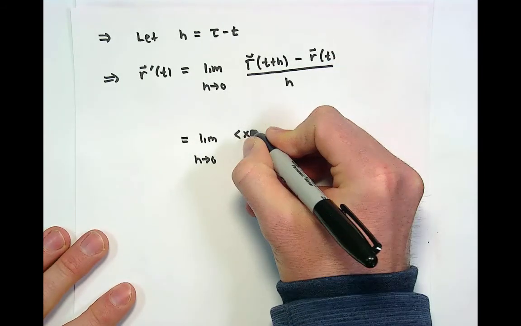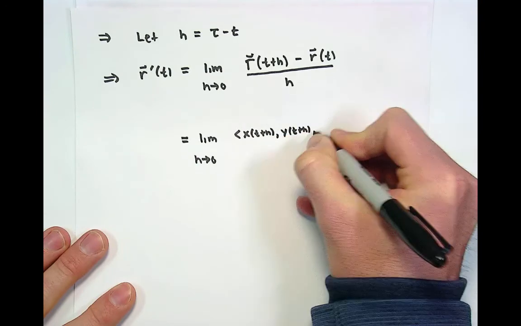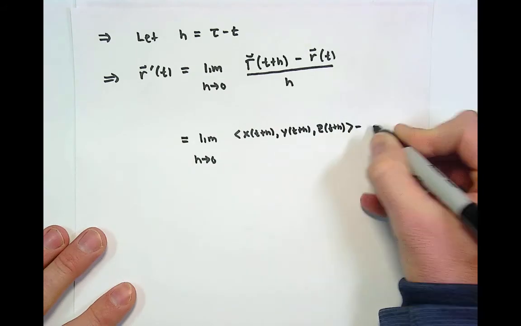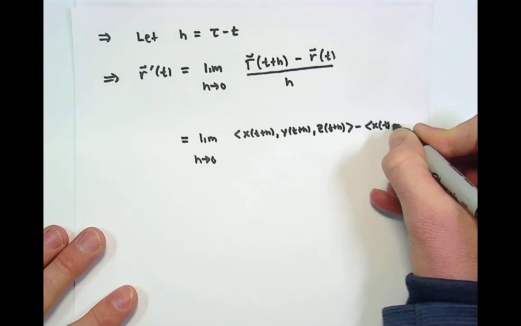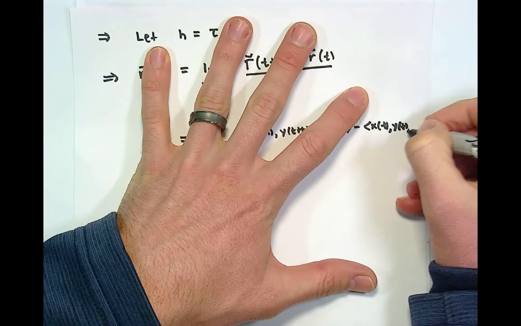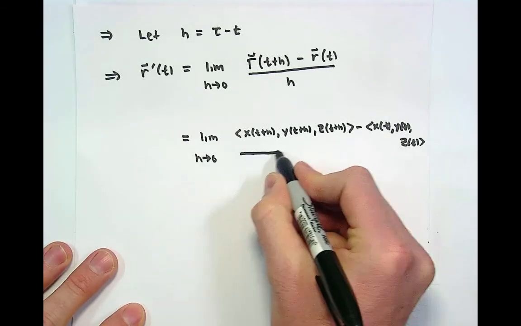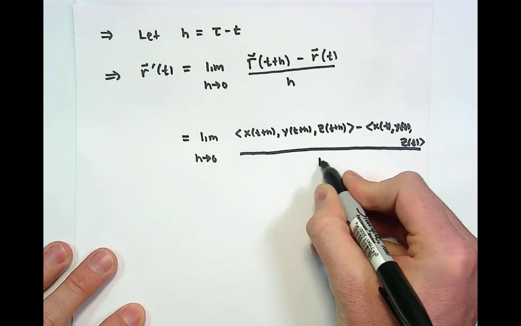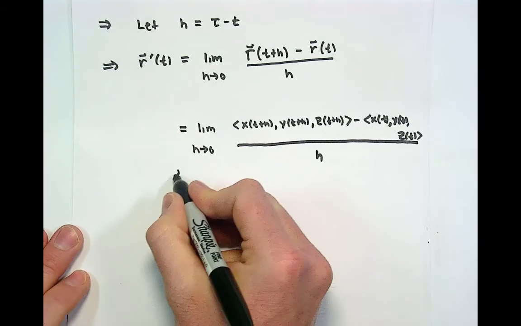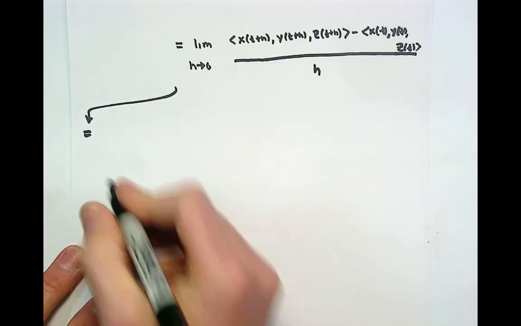This is going to be x of t plus h, y of t plus h, z of t plus h. And then this would be x of t, y of t, z of t. So at home, you should pick up a rotten tomato and throw it at your screen for the fact that I am not doing this very beautifully. I'm going to break my cardinal rule and not line up my equal signs.